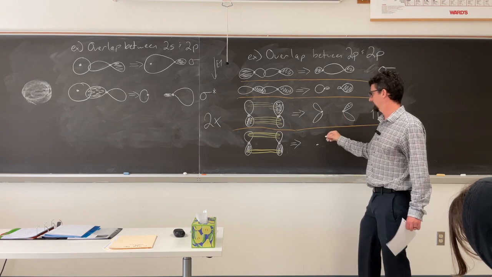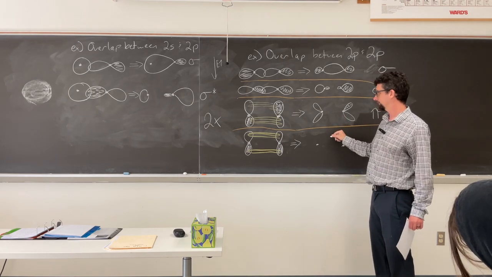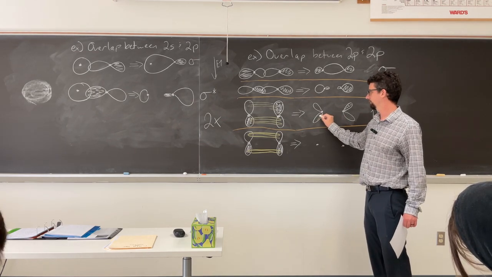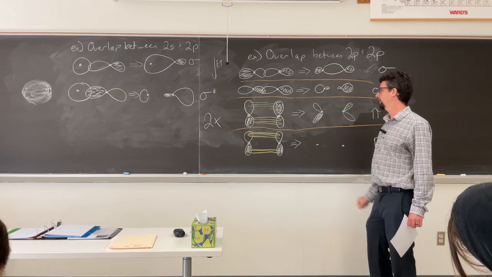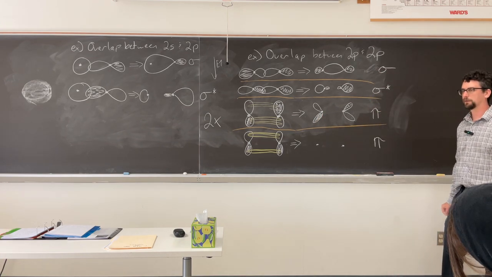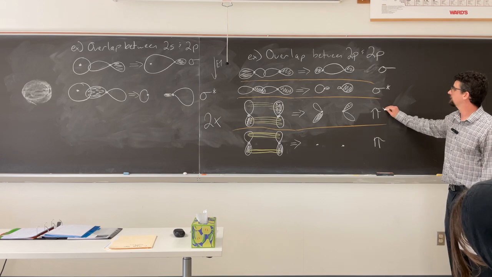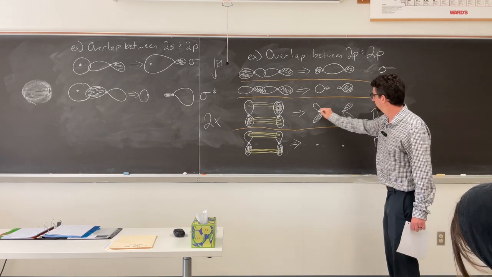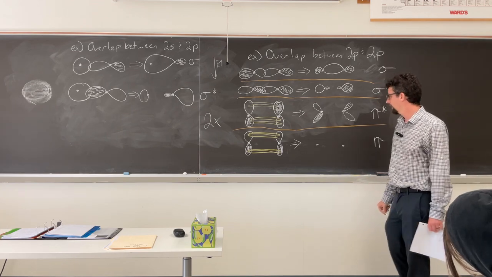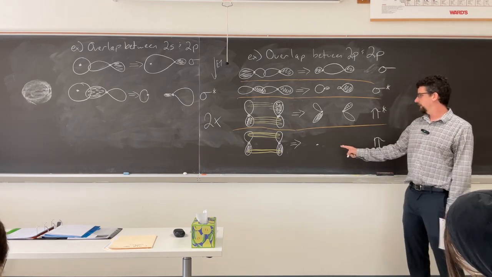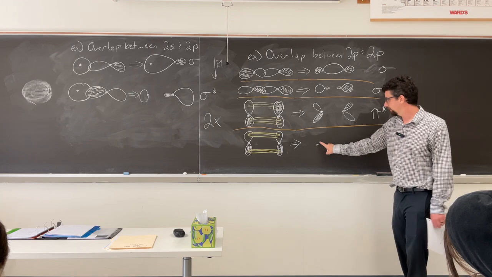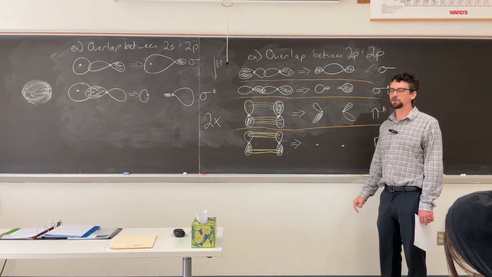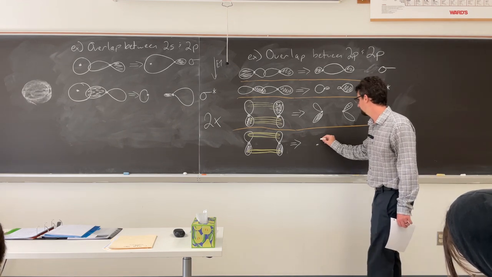How should I color these? What type of orbital is this? Yep, this is a pi star. Anti-bonding, nodes, nodes. This guy, the top lobes, are we going to have constructive or destructive? Yep.